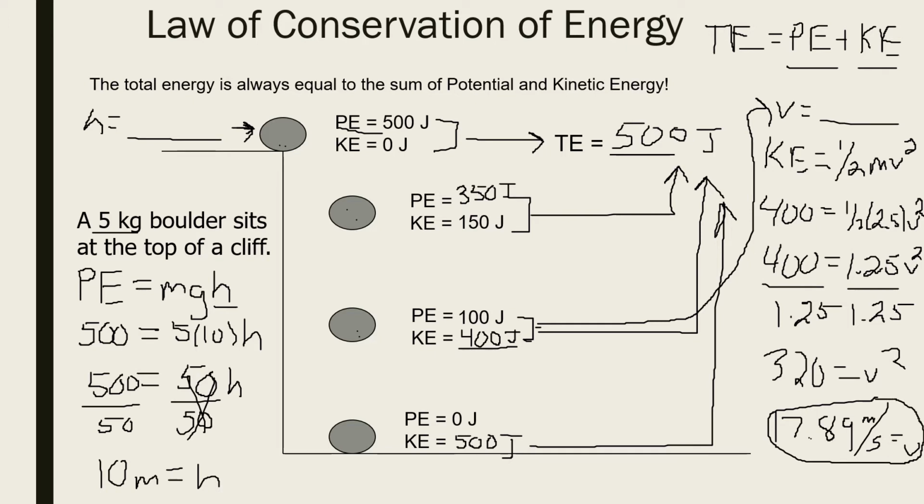So when I look at this screen now, there's a lot of work that appeared. We figured out what the total energy was. We found the PE and KE at every spot. And once we had the PE and KE, we could then solve for either the height or the velocity using the information that's given. That's what we're working on today.